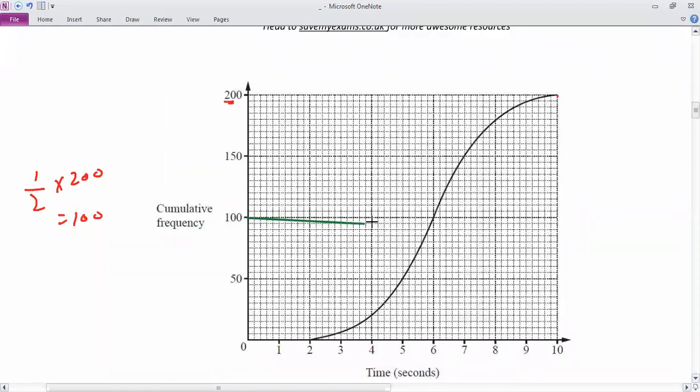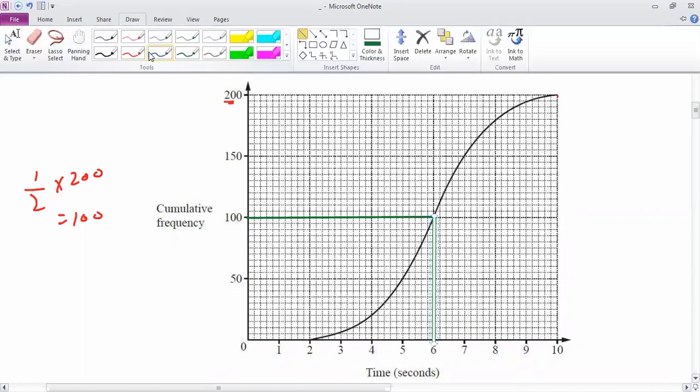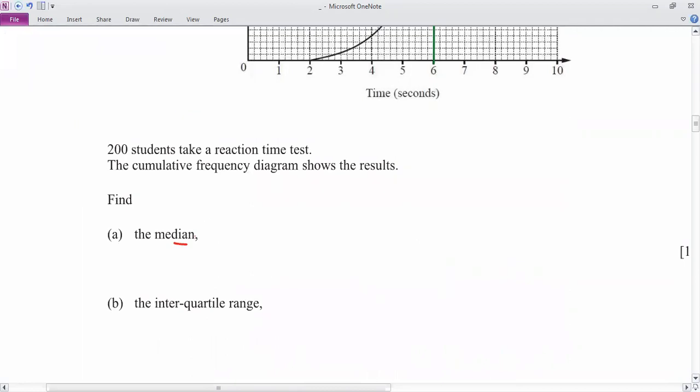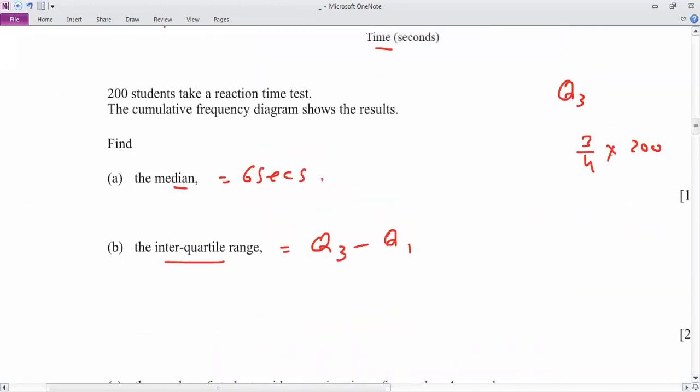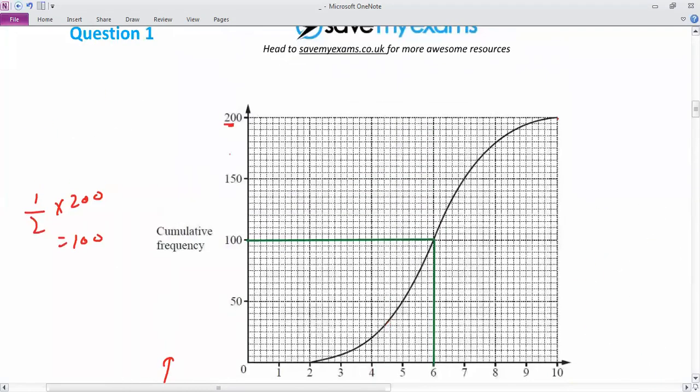Draw the line from 100 where it touches the curve, come down towards the time. It is 6 seconds. So it means the median time is 6 seconds. I will say it is 6 seconds because you have been asked about the median of the time. Cumulative frequency will tell you the numbers. Now the interquartile range, Q3 minus Q1. First find Q3. For Q3 it will be 3 over 4 of 200. Yes, the last one is 200. So 150. So 150 is this one.